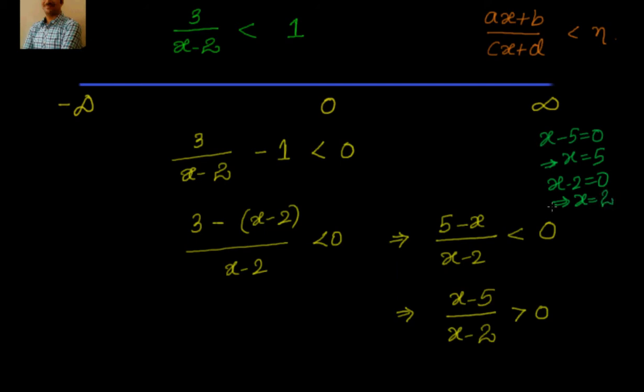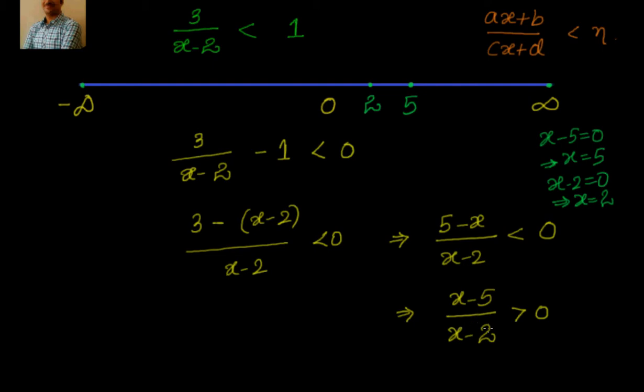So first thing first, I should represent them immediately. I will say this is 2 and this is 5. These are my critical points: 2, 5, minus infinity and infinity, these are the four critical points which are going to decide. So the solution set will be either between 2 to 5 or it will be on the other side, minus infinity to 2 and 5 to infinity. Let us see this one now.